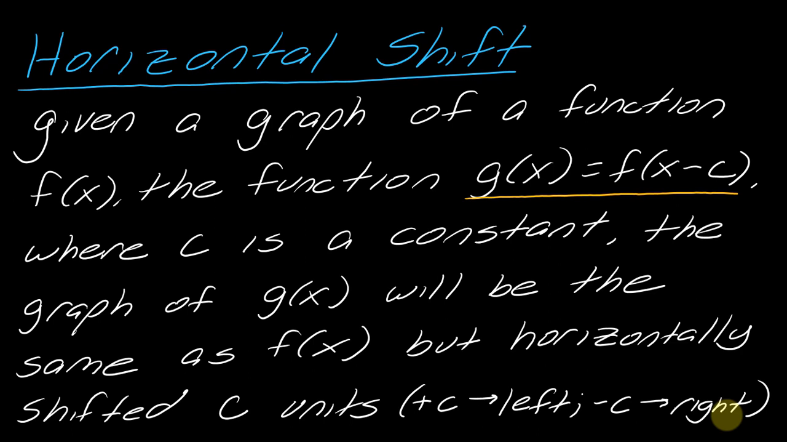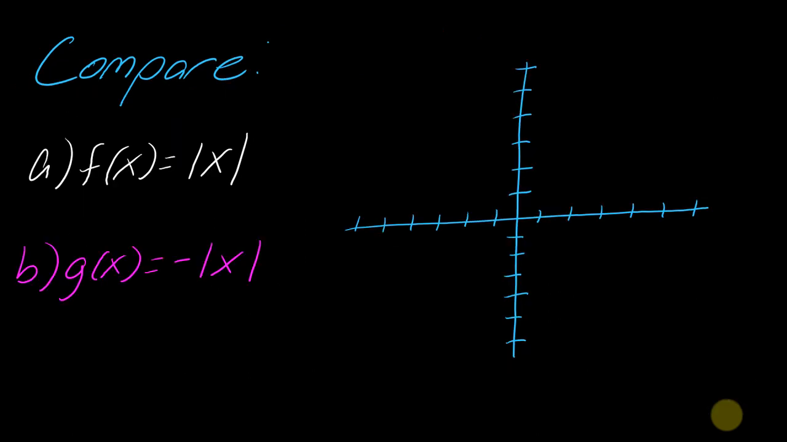Okay, so let's table that for now. I want to show you one more transformation. So going back to absolute value, I'll draw the base function. And now I'll just show you what it means to be negative absolute value of x.